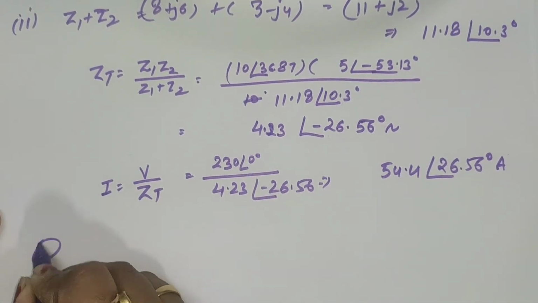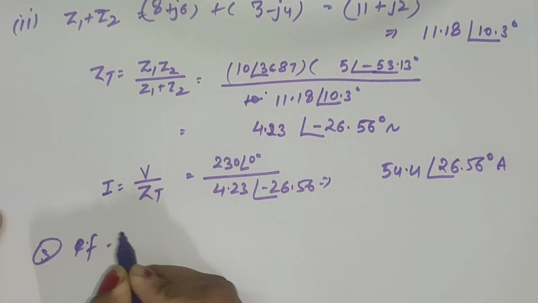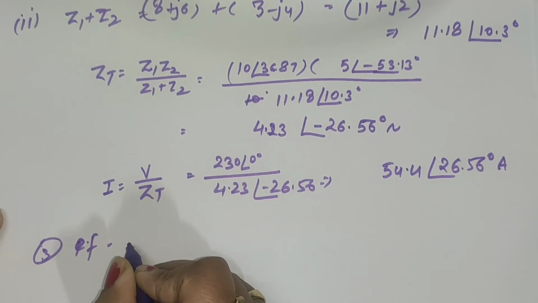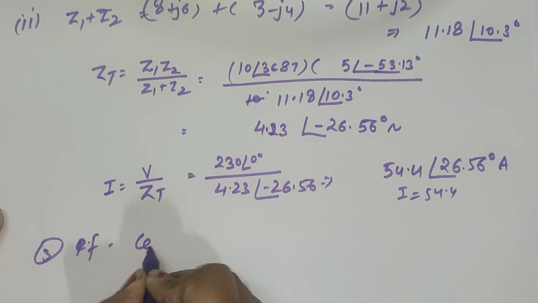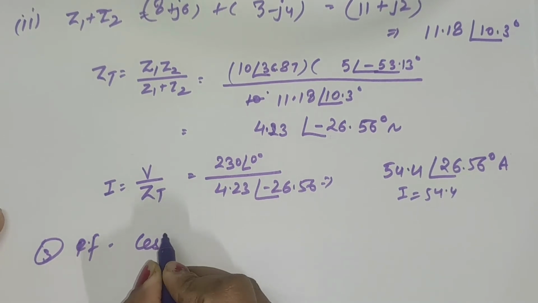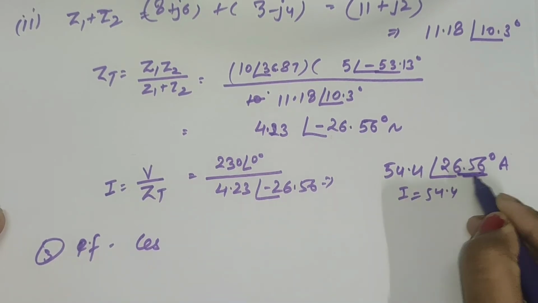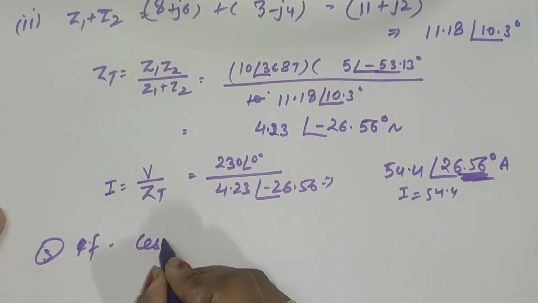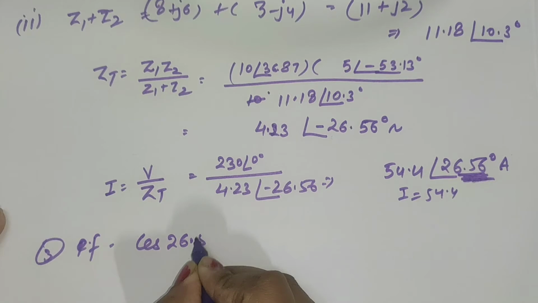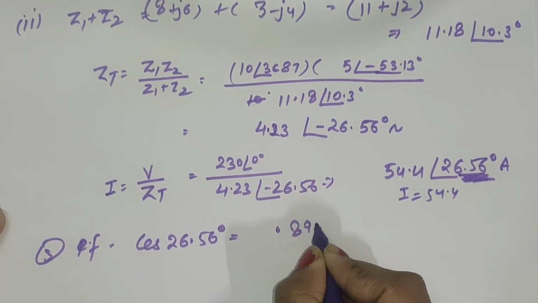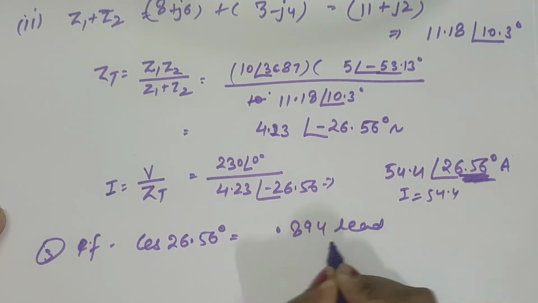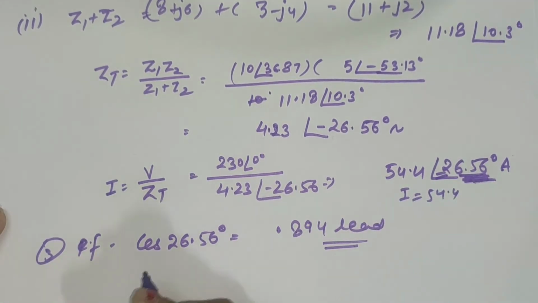Okay, now third, you have to calculate the power factor. Power factor is cos phi. How can you calculate phi? Phi is the angle of this line current. So cos 26.56 degree, that will be 0.894 leading, because the angle is positive.